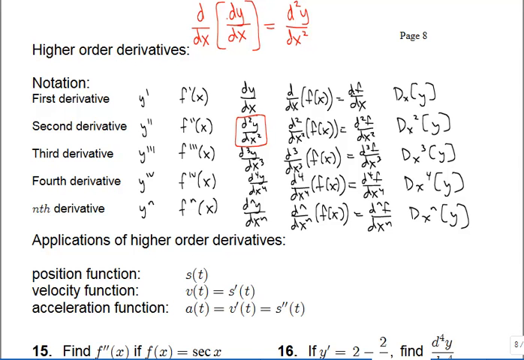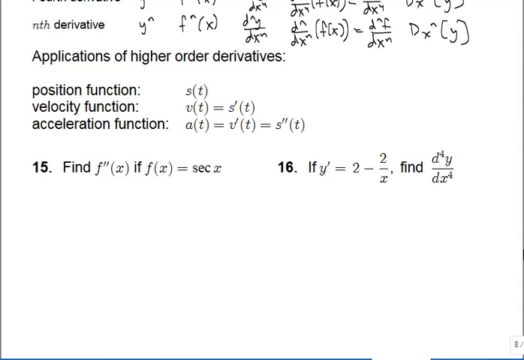Now in physics, there are some applications and meanings to these higher order derivatives, and we have talked about this a little bit. In physics, normally we see a lot of applications that deal with a position function, and usually we use the letter S to represent that position or displacement, and it's usually a function of time. So position functions usually look like S of t. Now we've talked about this in the past. If you take one derivative of position, that gives you something called velocity. And in the case of a derivative, that's actually instantaneous velocity.